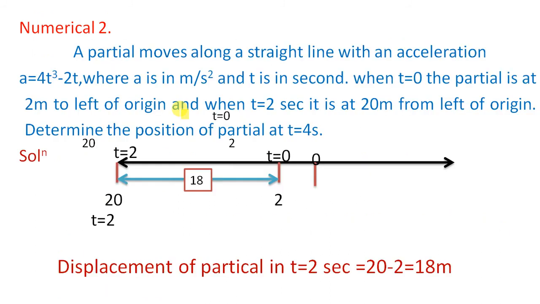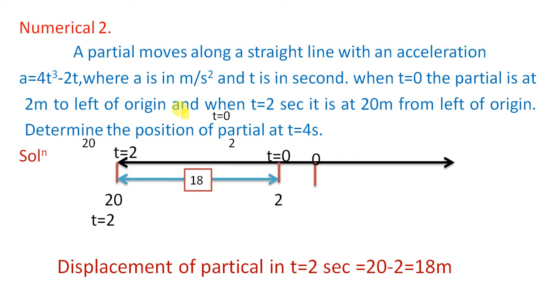Now come towards the next problem. It is a very interesting problem. A particle moves along a straight line with an acceleration a is equal to 4t cube minus 2t. The equation of acceleration is given: 4t cube minus 2t, where a is in meter per second square and t is in second.